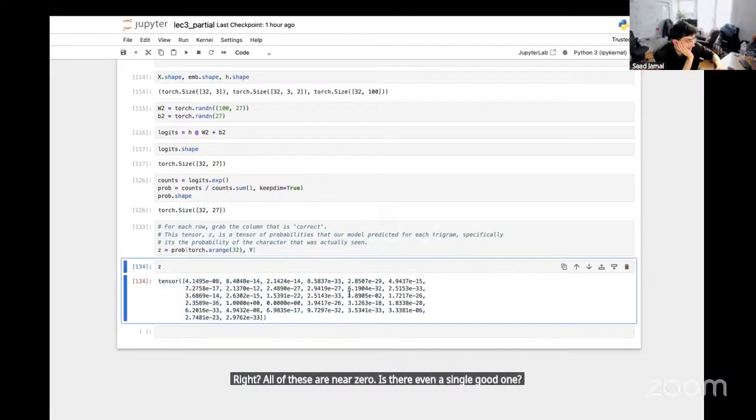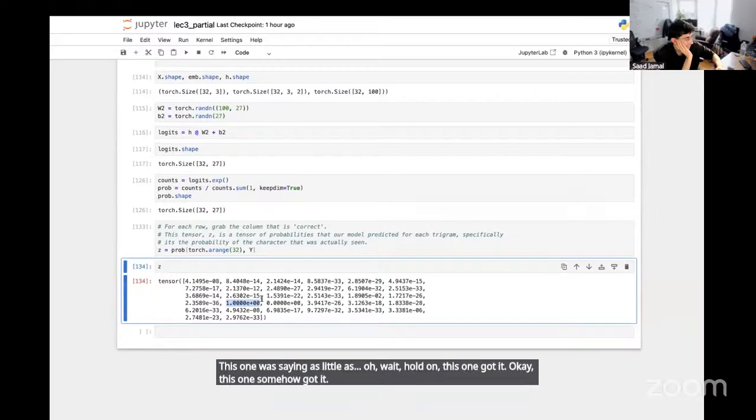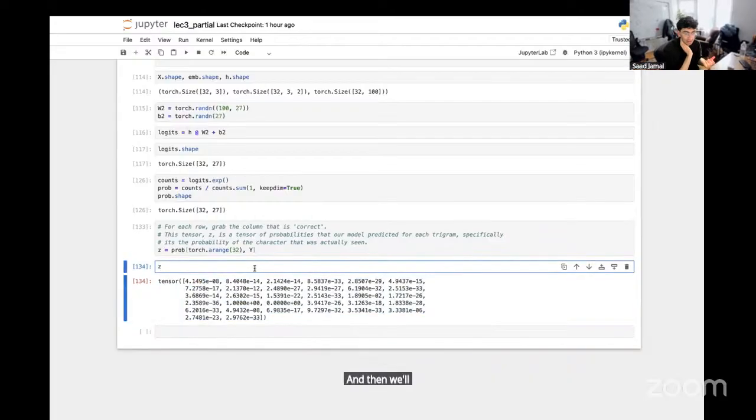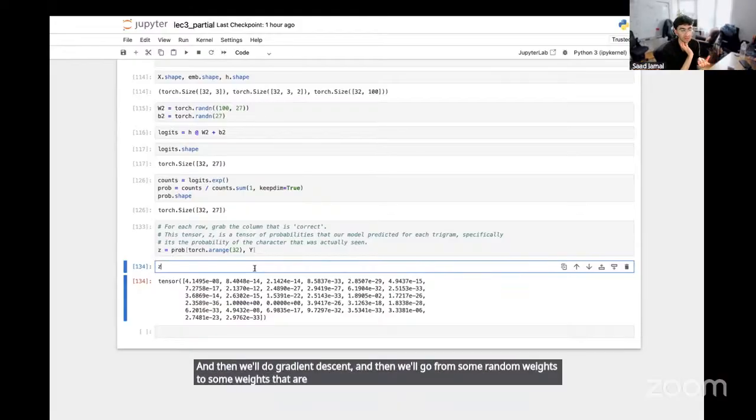This one is saying that the correct answer was 1%. Oh, wait, hold on. This one got it. Okay, this one somehow got it. Wait, is that right? 10 to the 0 is 1. Yeah, okay, this one predicted it fully, but everything else is terrible, right? So it turns out that yes, having random weights does not help. But let's just calculate our loss right now, and then we'll do gradient descent, and then we'll go from some random weights to some weights that are ideally more sensible, right?